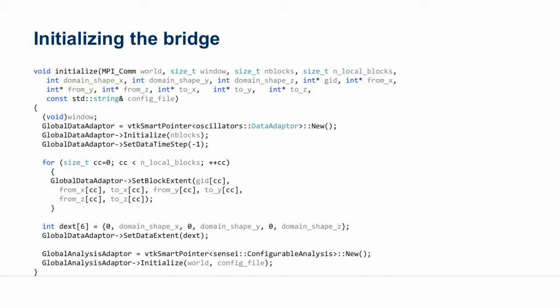For all of the local blocks, we're going to go through and cache these block extents, since they're going to be used when we create the VTK object. And we're setting the whole extent, in VTK terminology, the size of the global data set. So here we're caching the size of the local blocks. Here we're setting the size of the global. Finally, we're creating our configurable analysis adapter, and we're initializing that with a communicator and that XML file. So there's the initialize function in the bridge for the mini app.